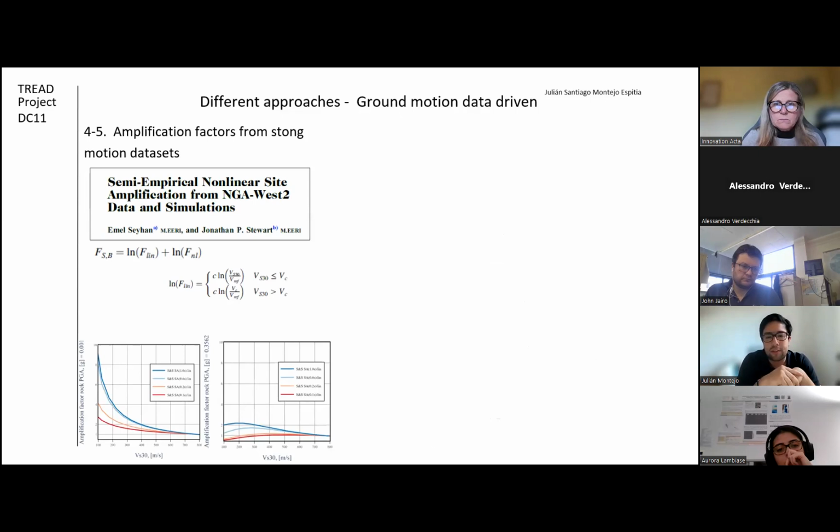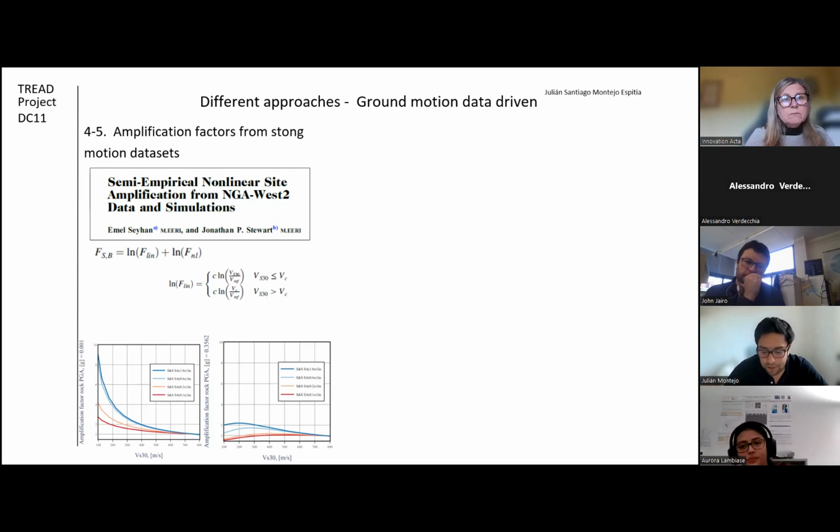Okay, we have the ground motion models, we have the amplification from the seismic codes, and we have other approaches. For example, we have amplification factors from data-driven functions, from strong motion datasets. We have this paper from Seyhan and Stewart, a really famous paper in the amplification functions world. They calculate amplification functions using the NGA-West2 database, considering linear and nonlinear behavior.